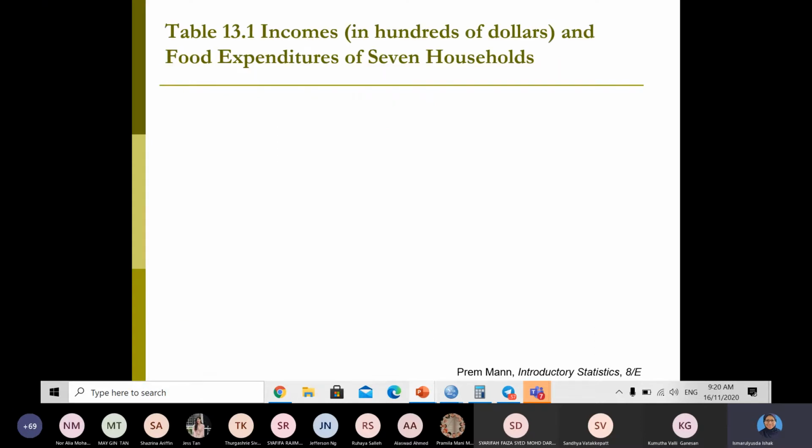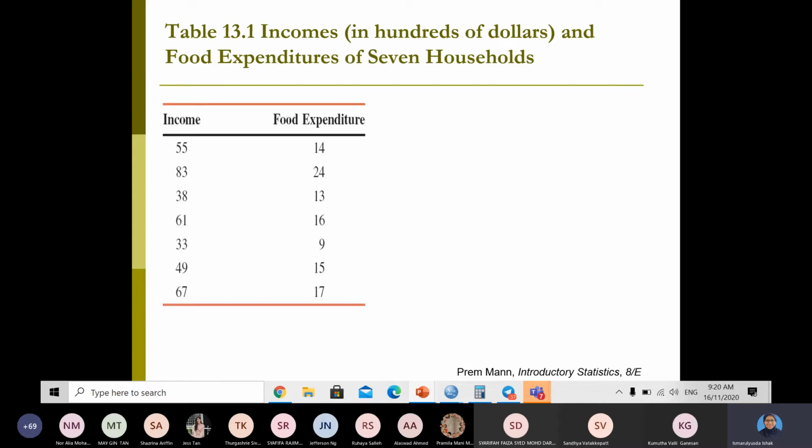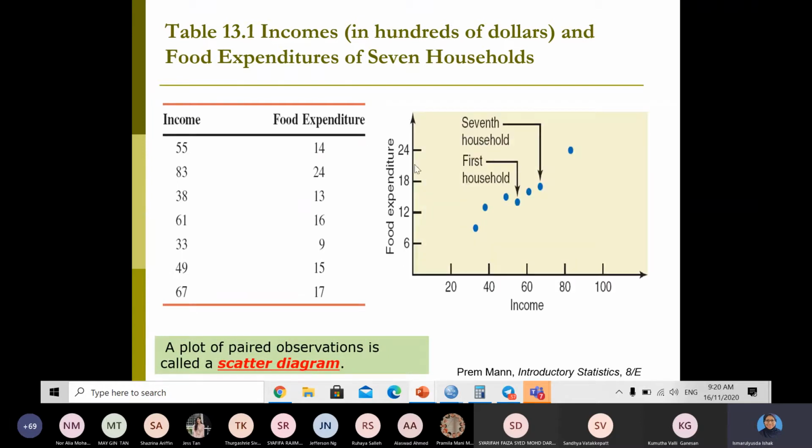Okay, so this is an example: incomes in $100 and food expenditures of 7 households. This is their income and this is their expenditure. A plot of paired observations is called a scatter diagram. So this is a scatter diagram.